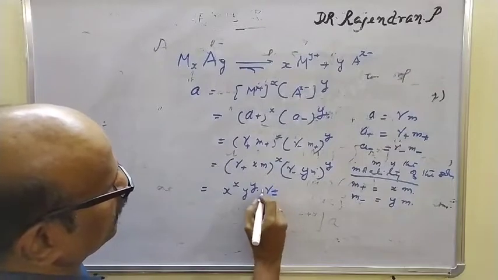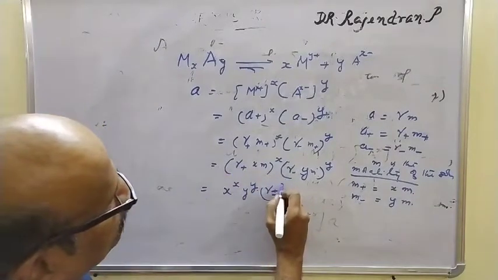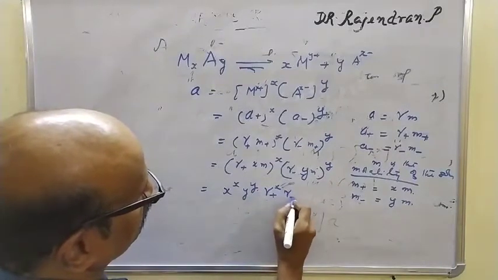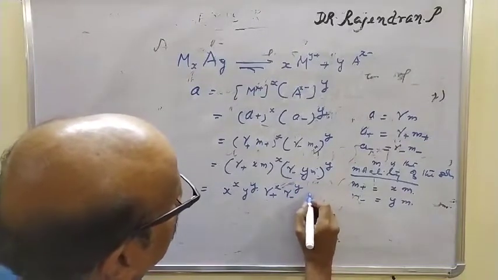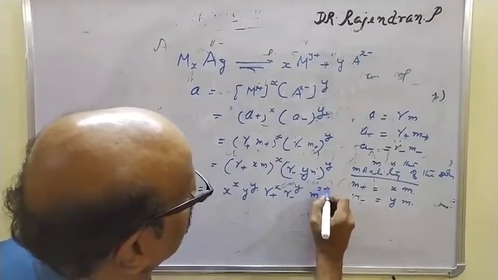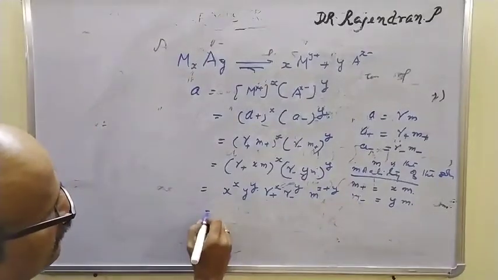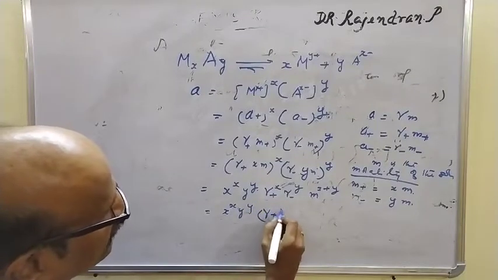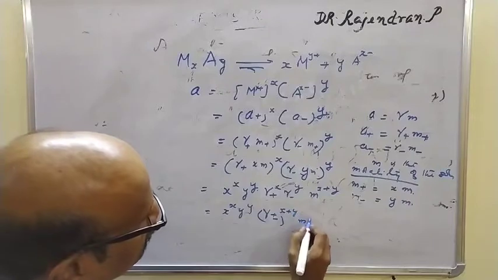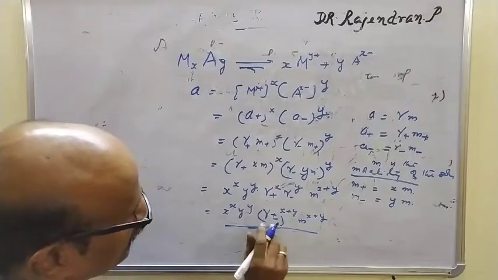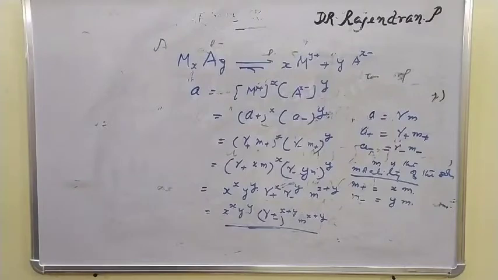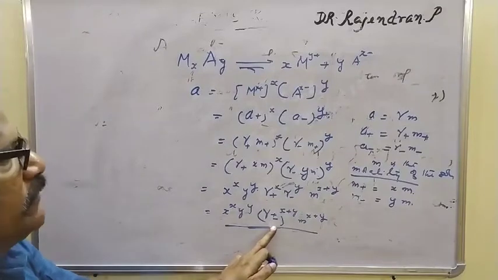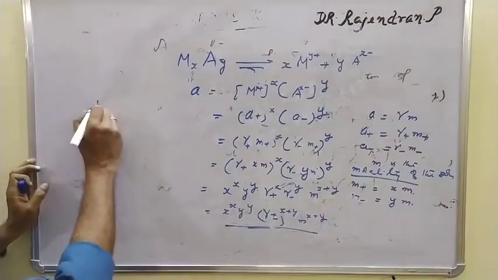gamma plus or minus raised to x plus y. I'll put this: gamma plus raised to x, gamma minus raised to y, into m raised to x plus y. So this equation can be written as x raised to x into y raised to y into gamma plus or minus raised to x plus y into m raised to x plus y. So this is the understanding, and this gamma plus or minus is called the mean ionic activity coefficient. So you can write the case of NaCl.